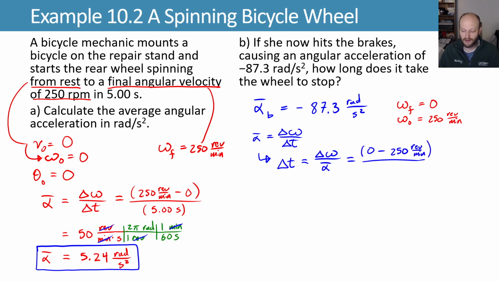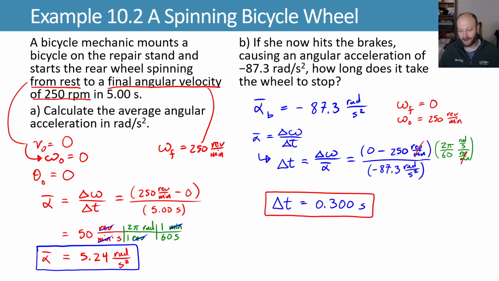Plugging in values, we can evaluate this, noting again that we have revolutions per minute over radians per second squared, so we need some unit conversions here to make this work. And it'll be the same unit conversion as before. 2 pi over 60 gets us from revolutions per minute to radians per second. Finally, we're left with the amount of time it takes to brake under that sharper acceleration of 0.3 seconds.